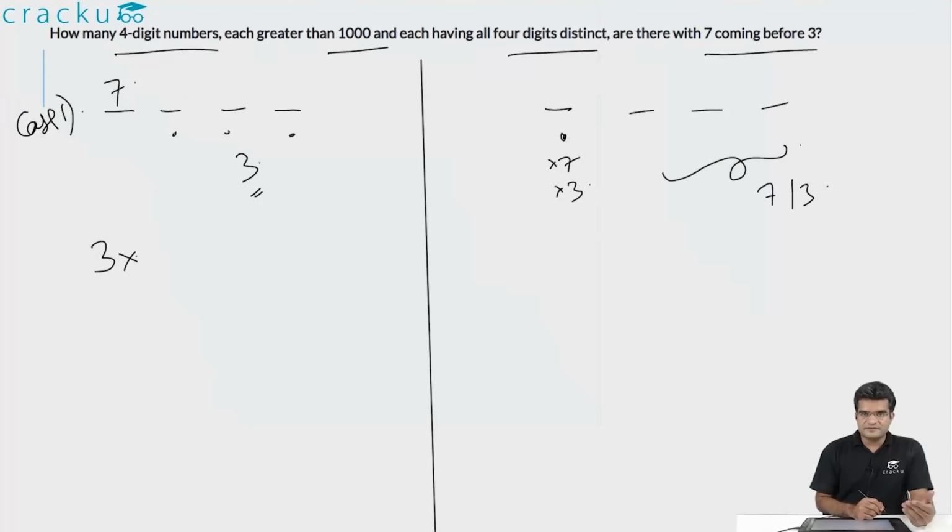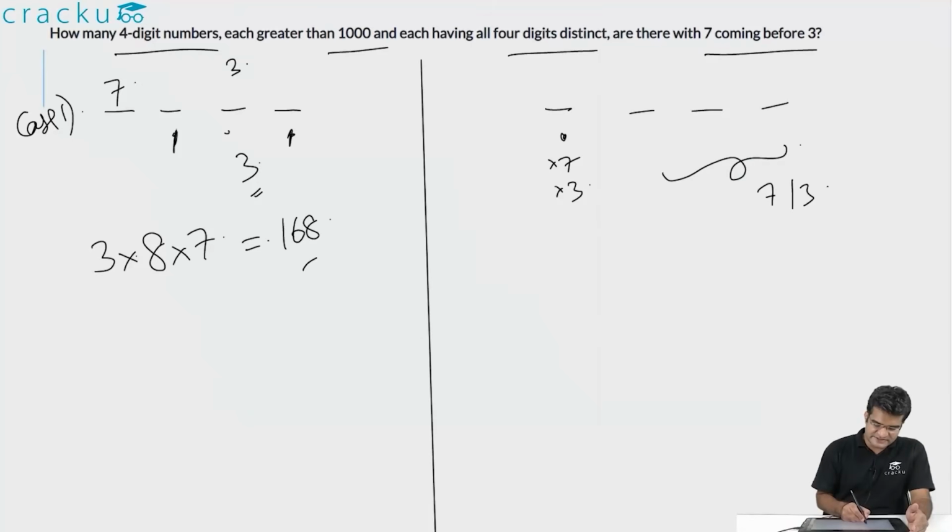And once we choose the place for 3, suppose we have chosen this to be the third digit, then we can choose the second digit and the fourth digit in exactly, because it can't be 7 or 3, it can be 8 into 7. The remaining 2 digits can be selected in 8 into 7, that is 56 ways. So the total number of ways is 3 into 8 into 7, which is equal to 168 ways. This is the first case in which 7 is the first digit.